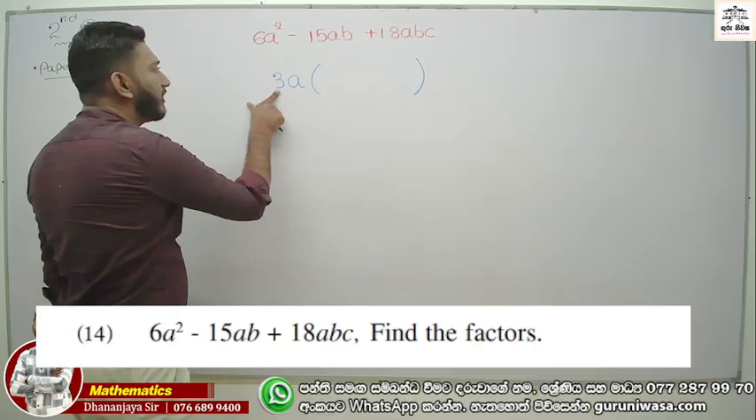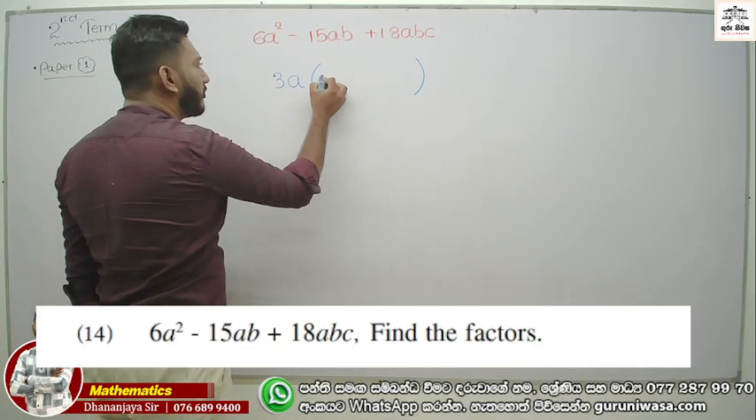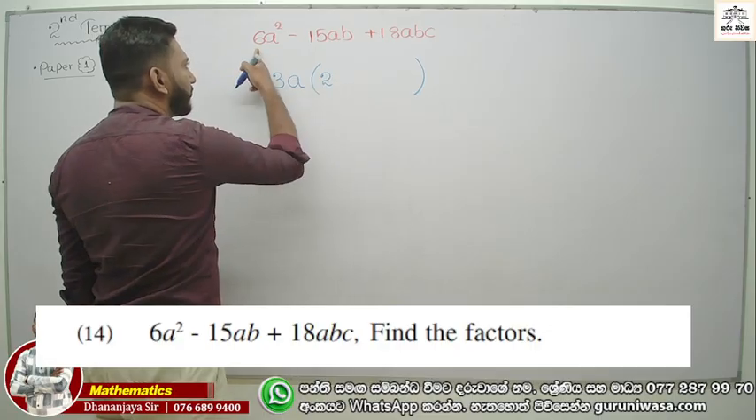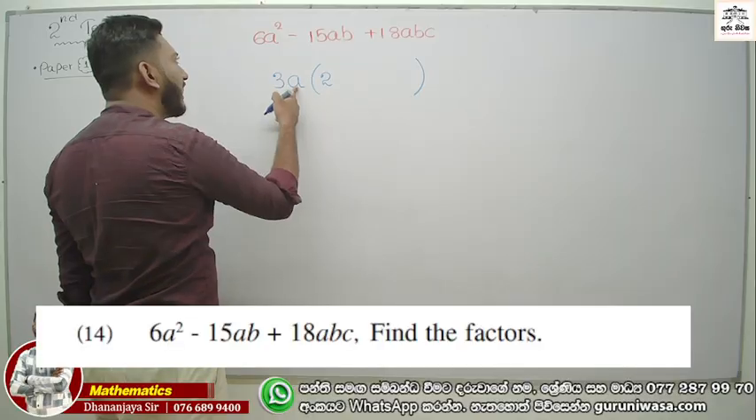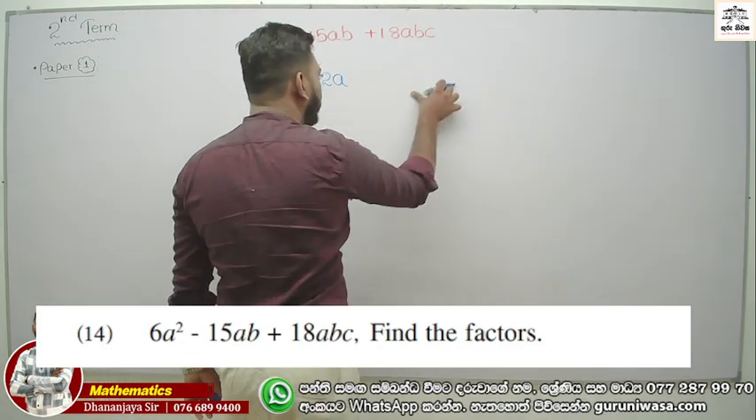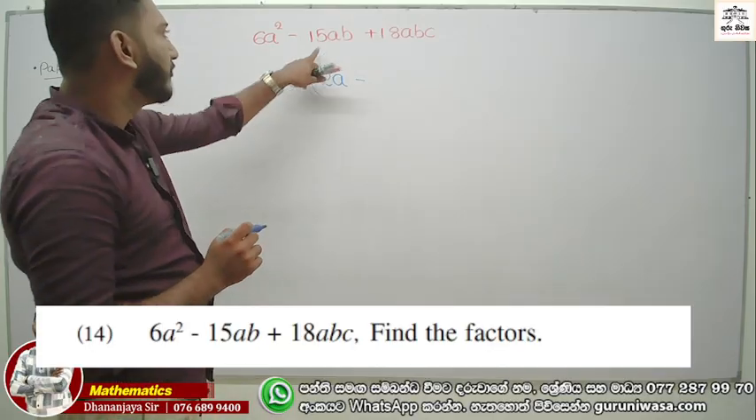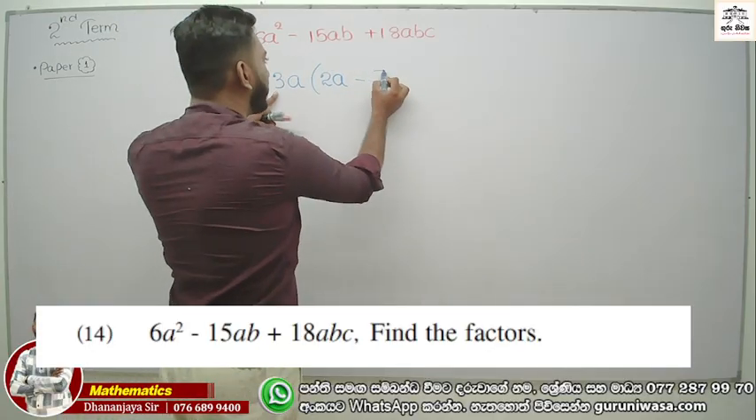Now 3 is here. How to make the number 6? 3 times 2 is 6. Now here is only one a, here is a squared. You need to put the a here. Now put the sign. It's a negative sign. Now 15 becomes 3 times 5.